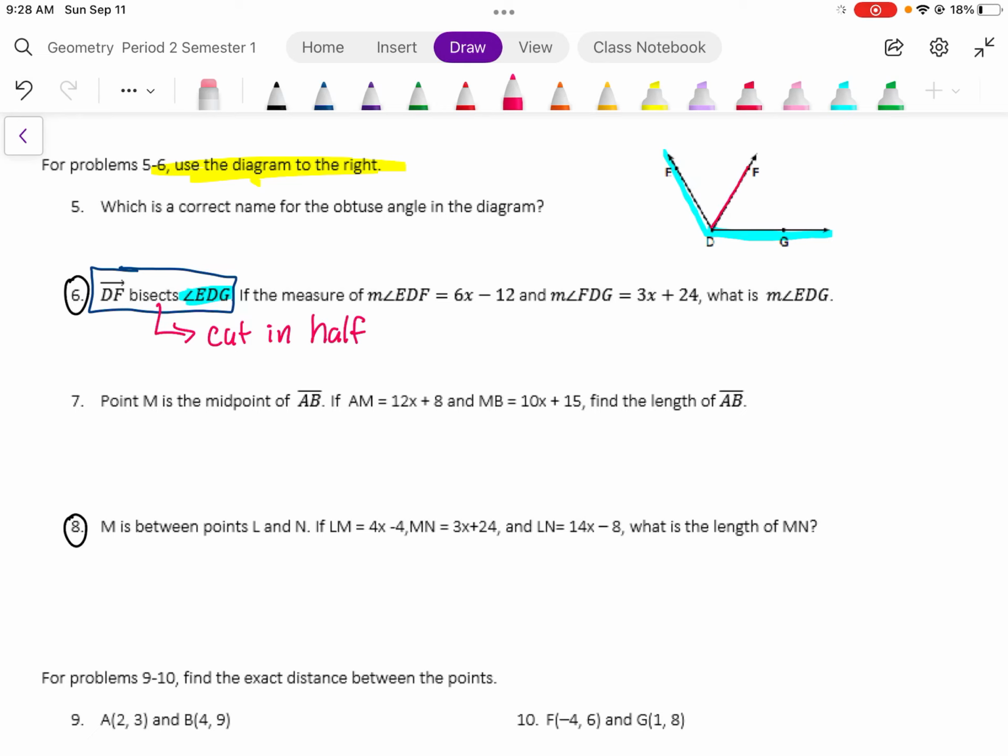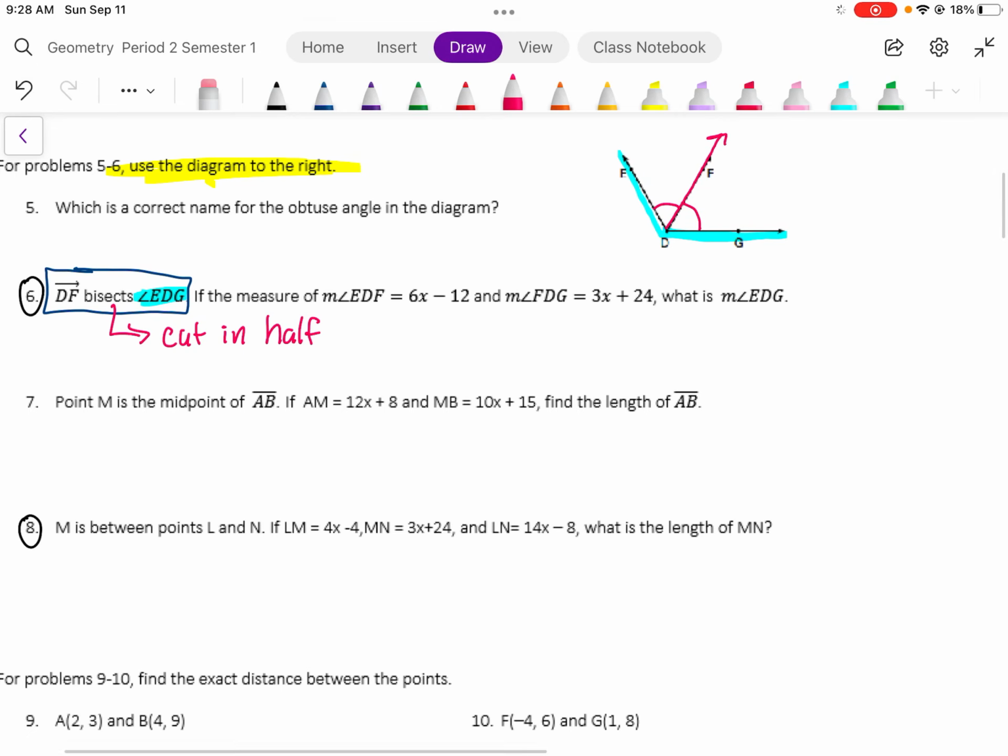So this DF cut that angle in half, meaning that these two angles are the same measurement. So we know that angle EDF equals angle FDG.